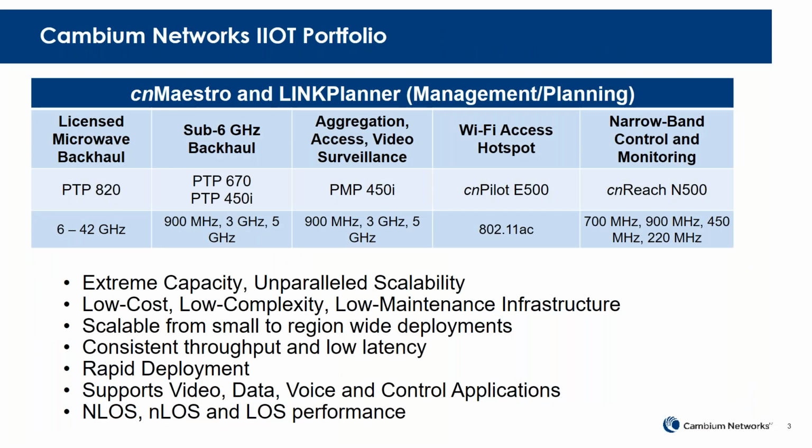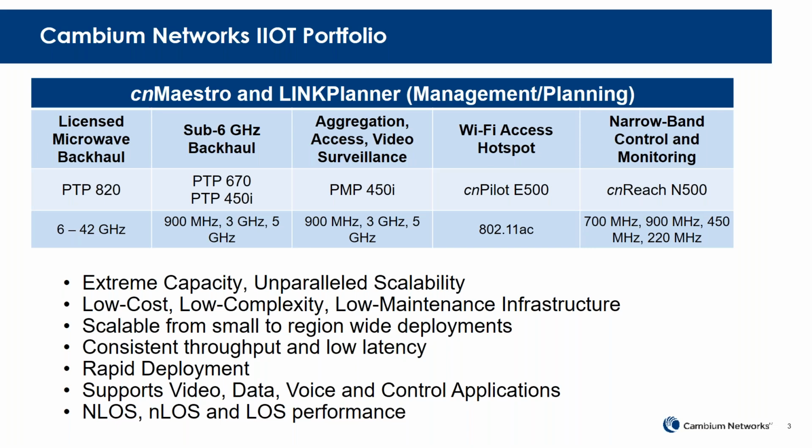We have a whole suite of products that really are suitable for that. You'll see everything from licensed microwave with multiple gigabits per second to broadband solutions for access and video surveillance, as I mentioned. Then as you continue to the right, you'll see Wi-Fi access points. And so this is an important new capability with our CN Pilot products, with the E500 and the E700 being able to deliver Wi-Fi access out into very remote areas using a ruggedized Wi-Fi access point.